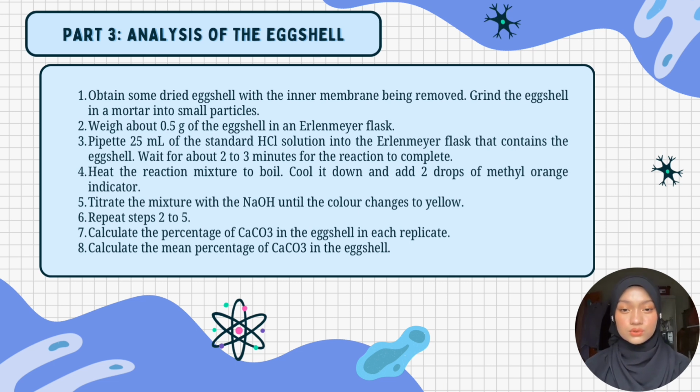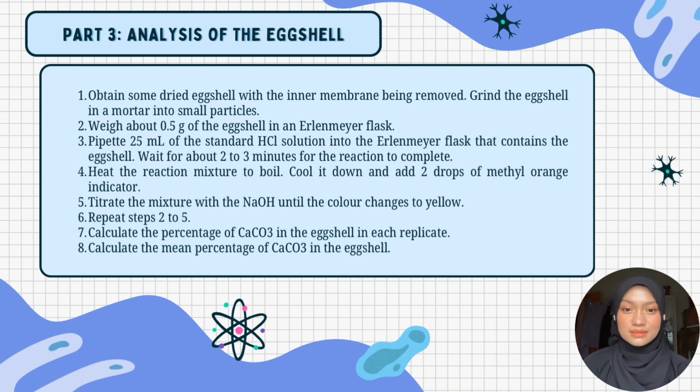Wait for about 2 to 3 minutes for the reaction to complete. Fourth, heat the reaction mixture to boil, cool it down and add 2 drops of methyl orange indicator. Titrate the mixture with the sodium hydroxide until the color changes to yellow. Then you can repeat steps 2 to 5.